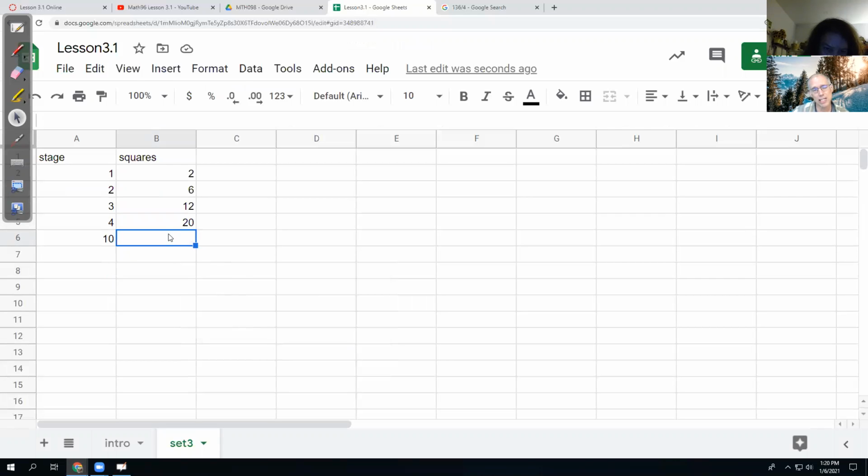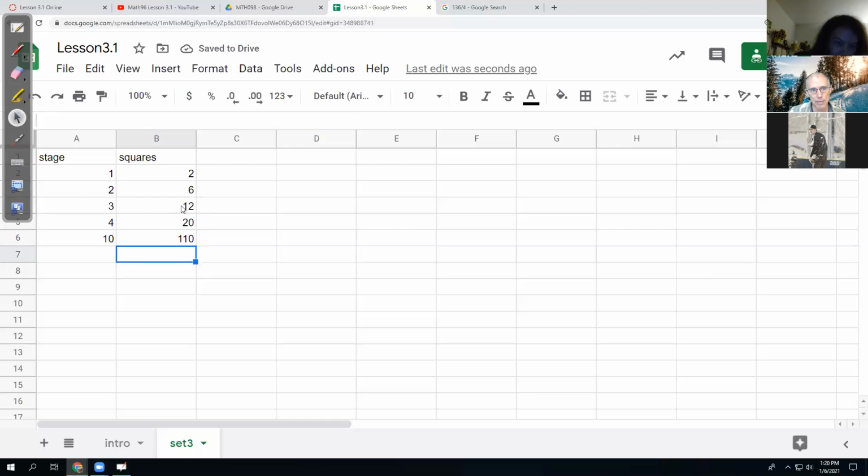So what do we think the 10th one's going to be then? 10 by 11. It's going to be 10 by 11. So each time, the answer was whatever stage I'm at, and then one more than that for the height. So 10 times 11. And I forgot my equal sign. And so there should be 110 in there.